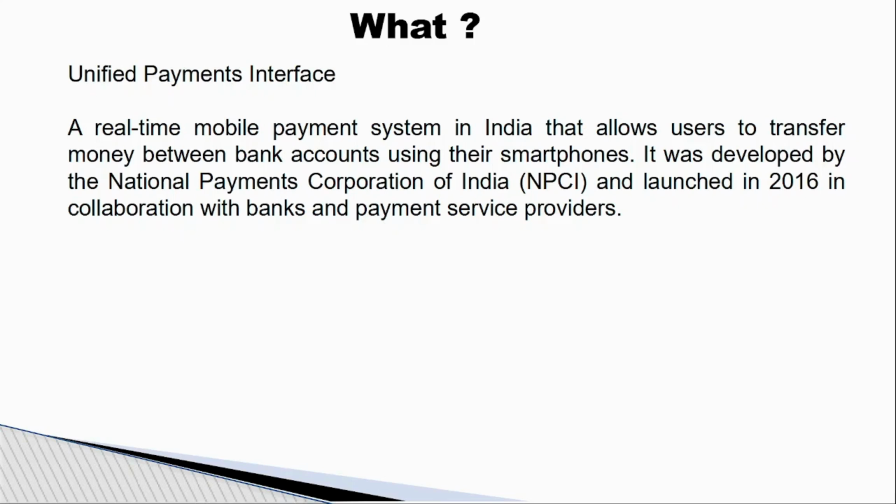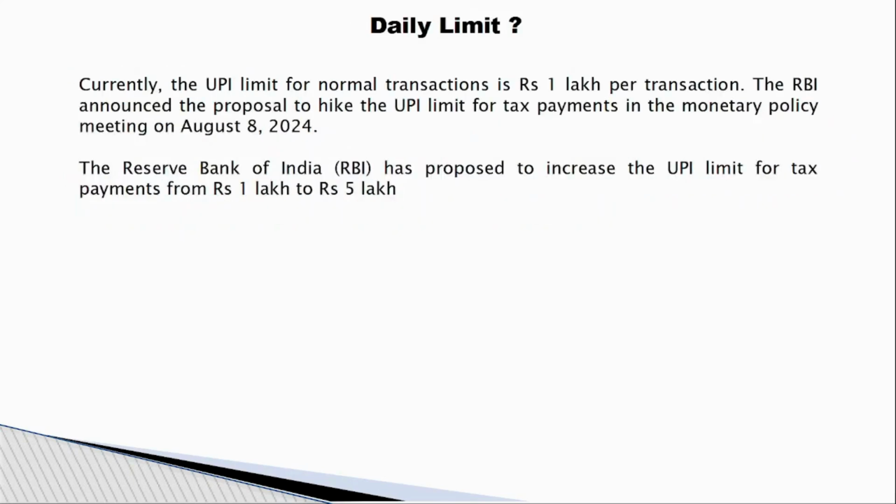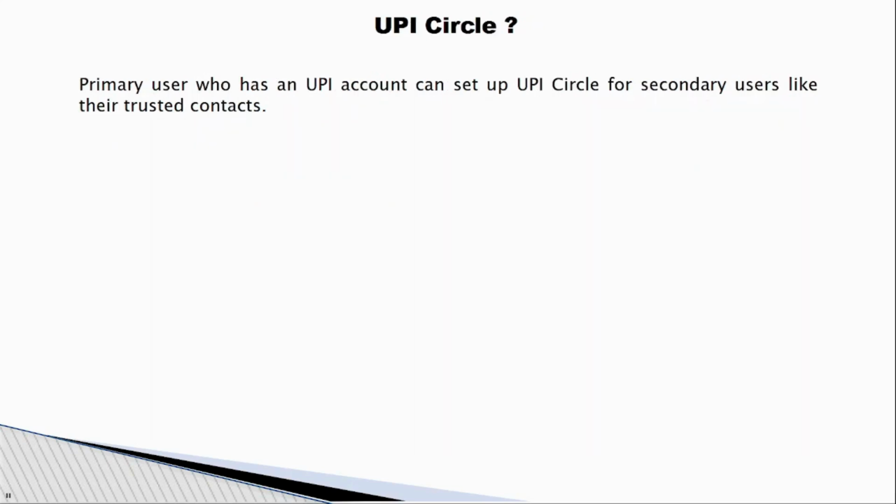We are frequently using UPI, every day we are using a lot of UPI payments. So what is the limit? UPI payment daily limit is 1 lakh, but if you are using UPI for tax payments, this limit is increased from 1 lakh to 5 lakhs.